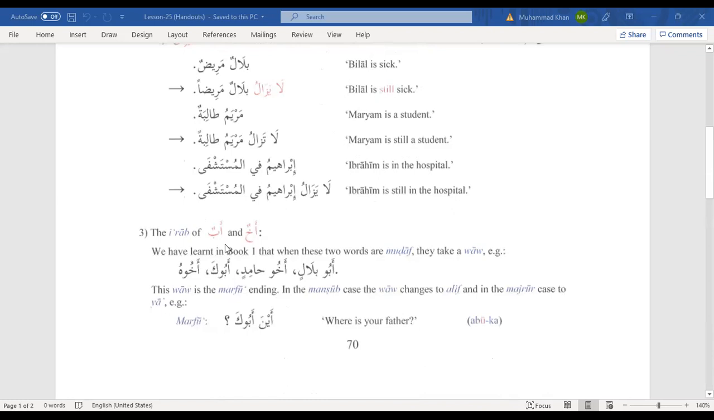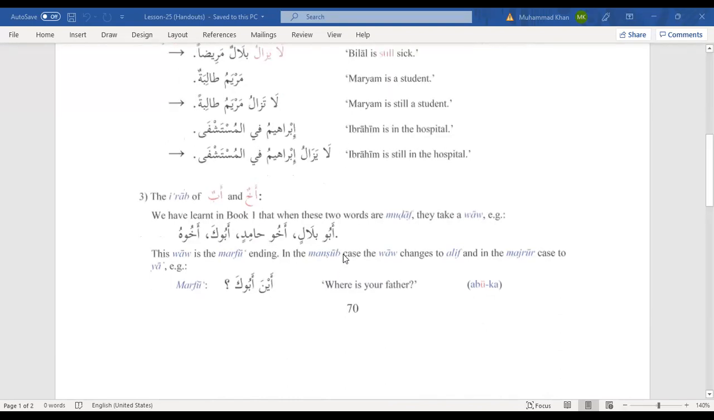Then we have learned about abun and akhun, that it has three different forms when we use it as mudaf alayh. So abun will be abu, aba, abi, and akhun will be akhu, akha, akhi. And it will be used according to how it is functioning in the sentence. For example, if it is marfu, it will be abu bilalin, akhu hamidin, and if it is used with a pronoun, attached pronoun, it will be abuka wa akhuhu.